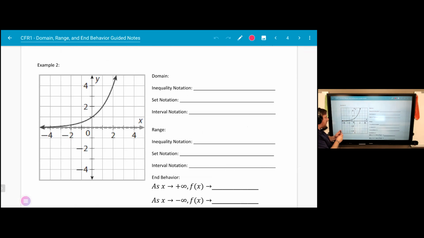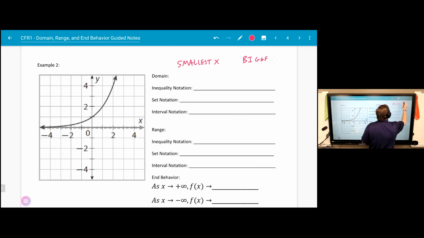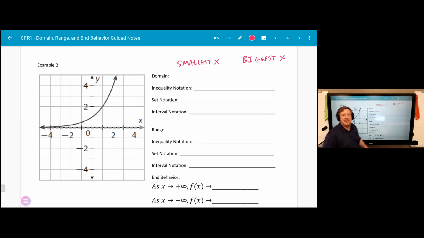Domain, again, means your x values. Domain is your x values. What's your smallest x? What's your biggest x? And remember, we're reading from left to right. If I'm looking left, it doesn't look like there's anything that x cannot be. There is no stopping point looking left. My smallest x value is negative infinity.